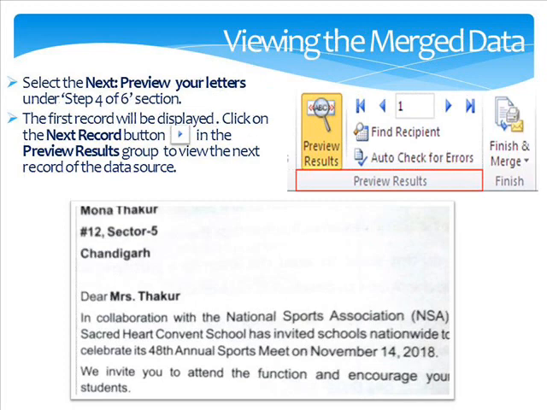Viewing the merged data. You can check whether Microsoft Word has picked up the data source according to the merged fields or not by viewing it on the screen. For this, select the next preview your letters under step 4 of 6 section. The first record will be displayed. Click on the next record button in the preview results group to view the next record of the data source. I have shown you a small screenshot which contains all these options, so you can easily locate it.